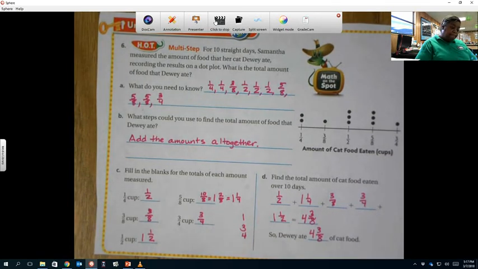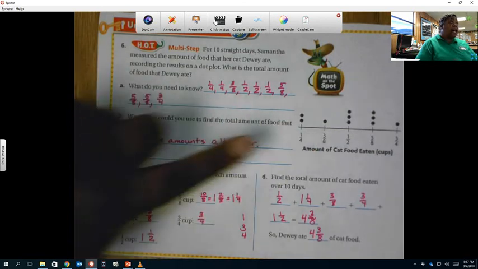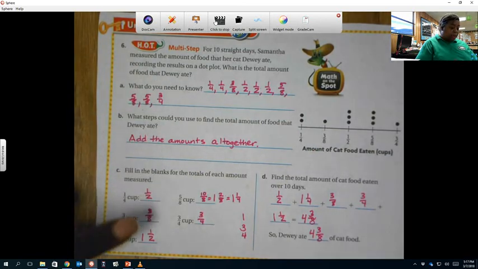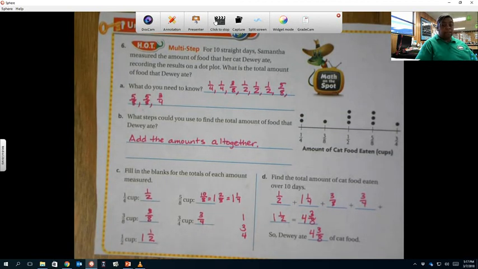Okay. So using my dot plot, I can answer different questions by going through each step as if I was doing a problem-solving model.